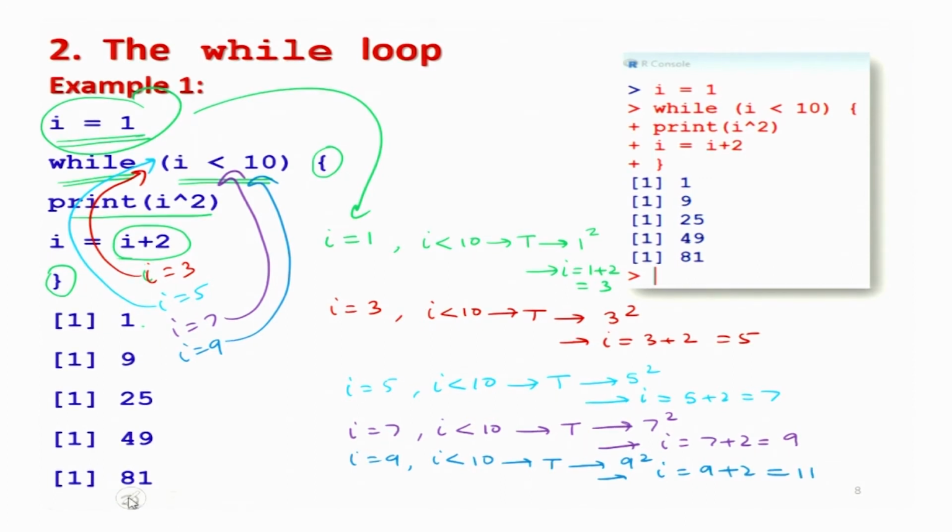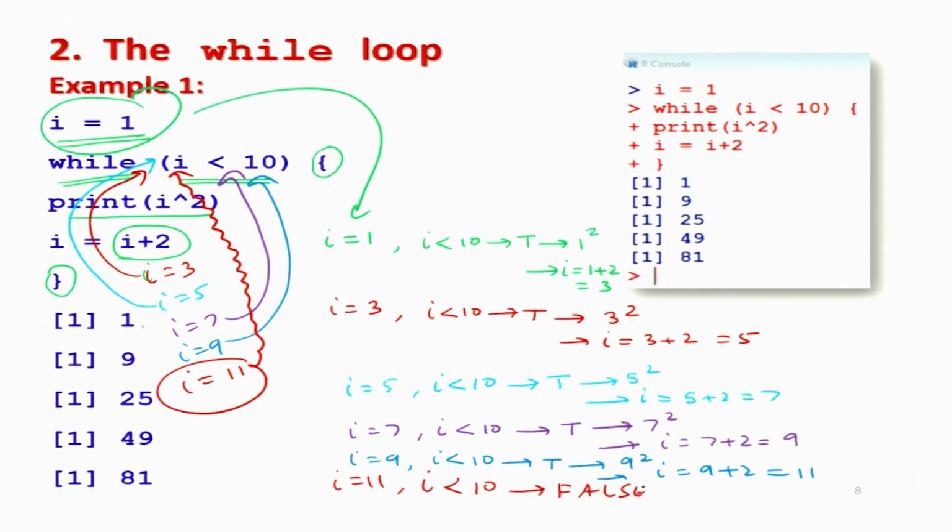Now you have to be watchful. What happens? Now I here is 11. This value of I is transported to the while condition, and now I equal to 11 is checked whether I is less than 10. The answer comes out to be false, and if false, then the program stops here, right.